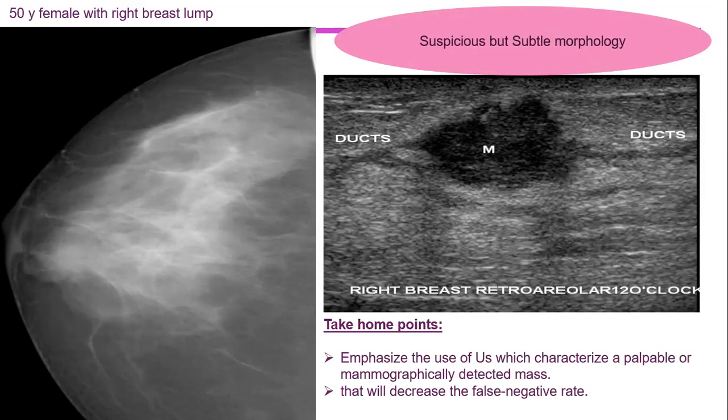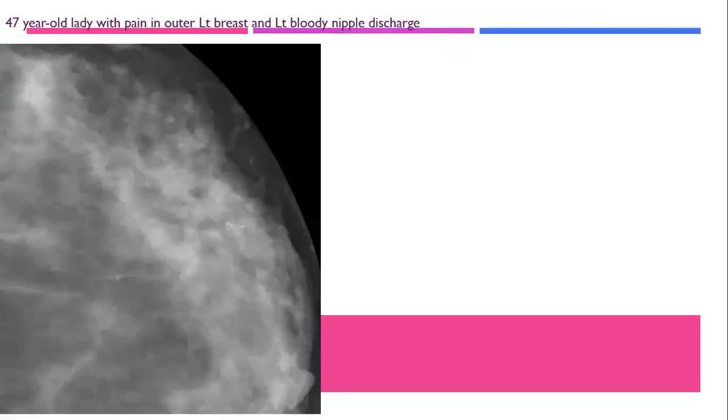So we have to emphasize the use of ultrasound, which characterizes the palpable abnormality or mammographically detected mass, to decrease the false negative rate. This patient, a 47-year-old, has breast pain on the left side and some nipple discharge from her left breast. And this is also the zoom image.